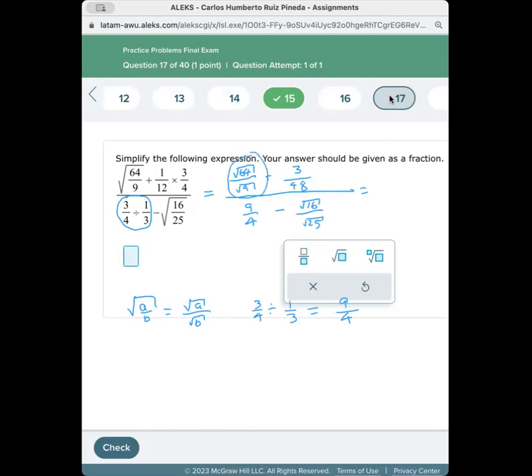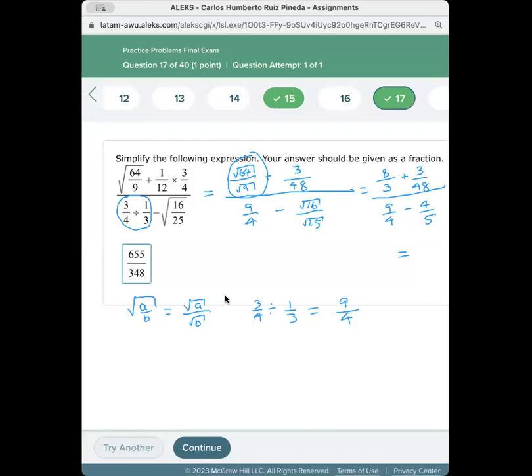So we get square root of 64 is 8 and square root of 9 is 3 plus 3 over 48. And then we have 9/4 minus 4/5, because square root of 16 is 4, square root of 25 is 5. And then for the final answer, we can use our calculator to get 655 divided by 348. We cannot simplify this more. So we are done with it.